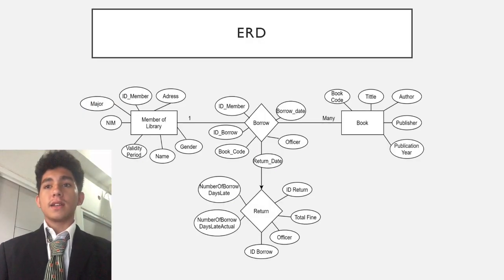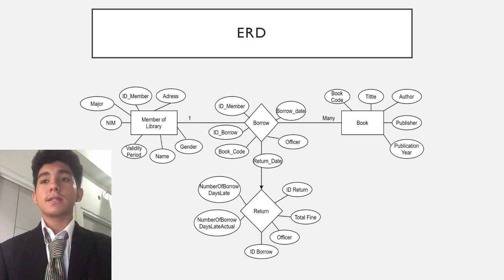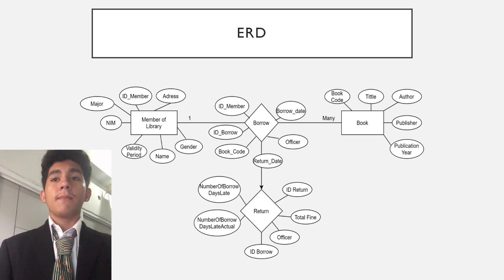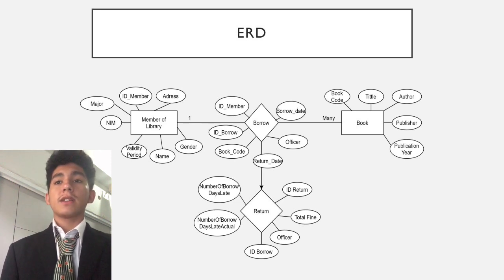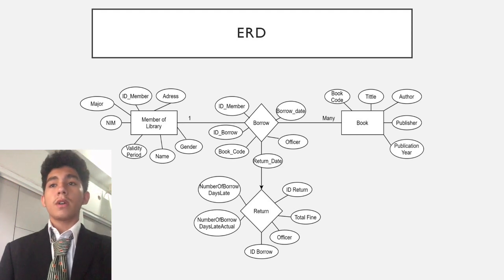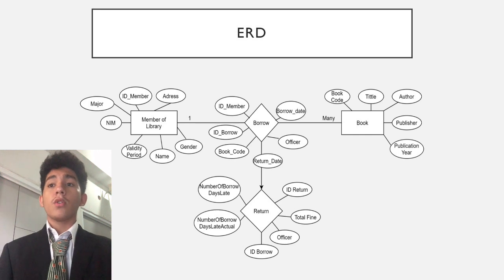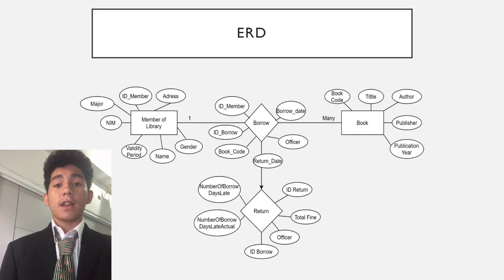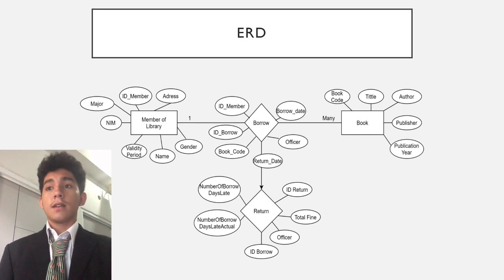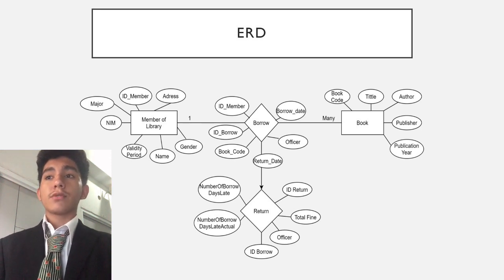Next, ERD. In ERD, there is member of library. In member of library, there is address, ID member, major, name, validity period, and gender. Next, borrow. In borrow, there is borrow date, ID member, ID borrow, book code, return date, and officer. Next, book. In book, there is book code, title, author, publisher, publication year.